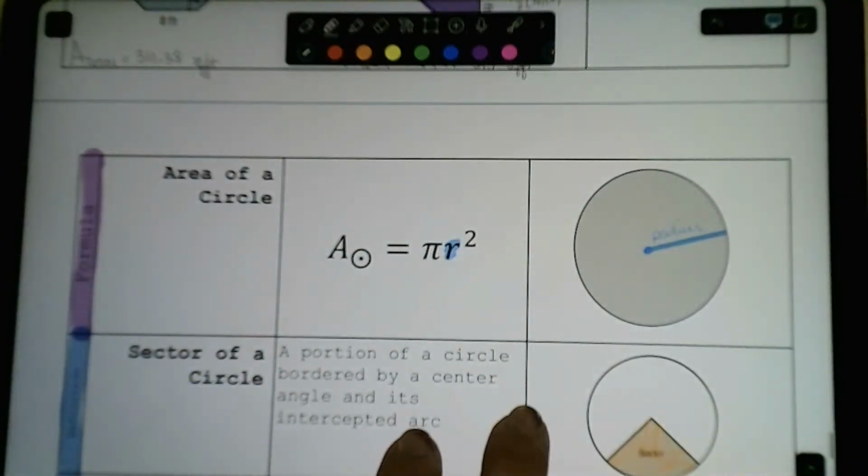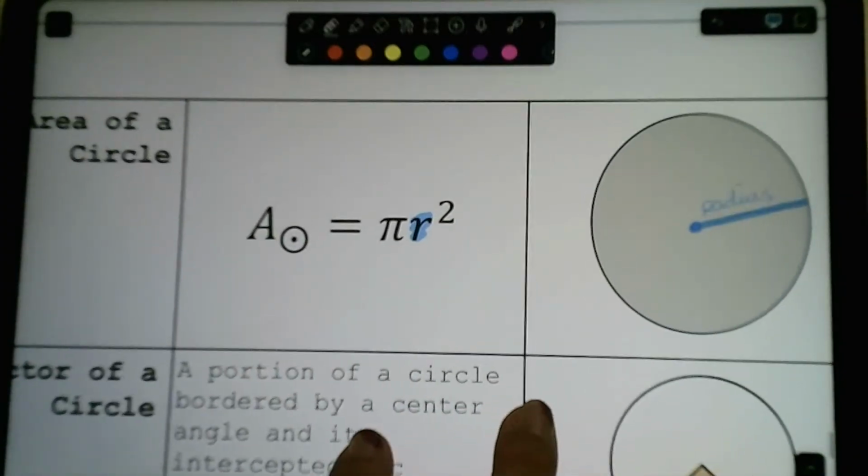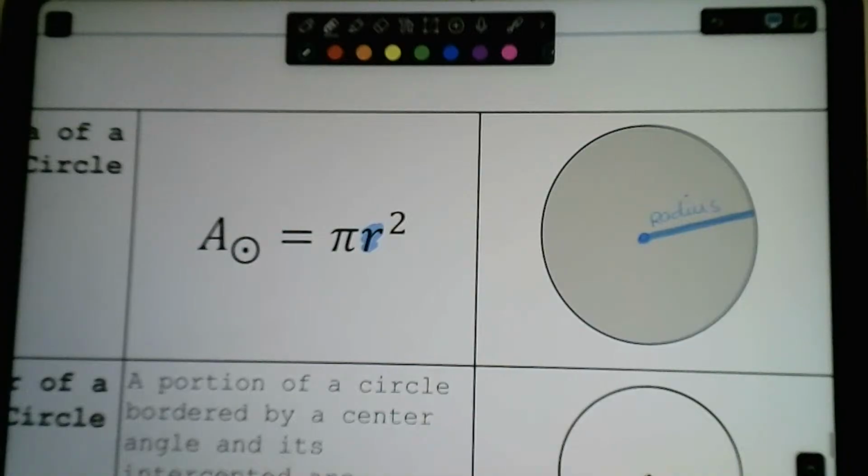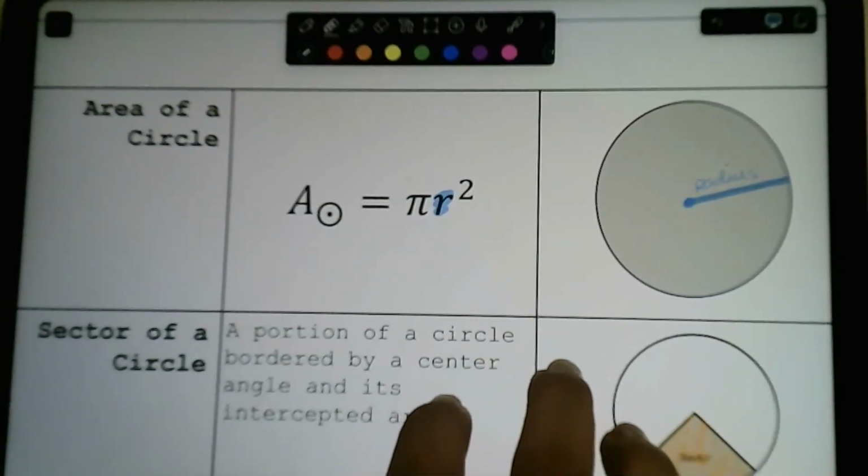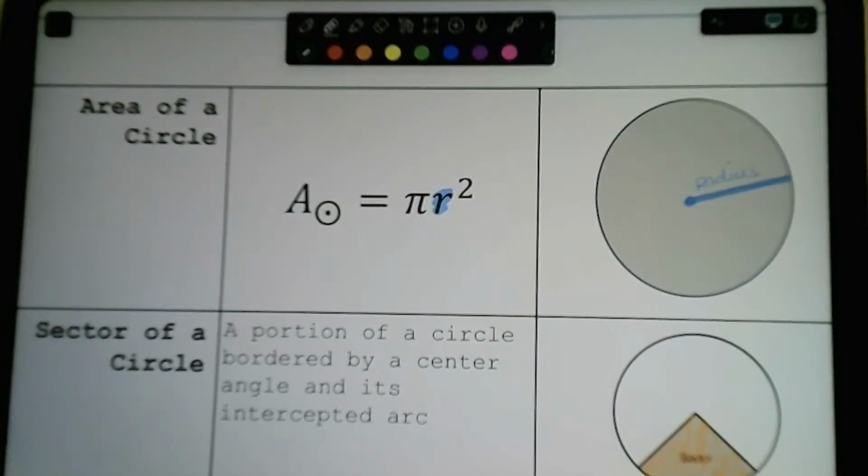Circumference of a circle, unlike the radius, was 2 pi r. The area is pi r squared. But we need to talk about what a sector is. When we learned about circles earlier in the year, we talked arc length. And arc length was like the crust of the pizza. The sector is the area of that pizza slice.